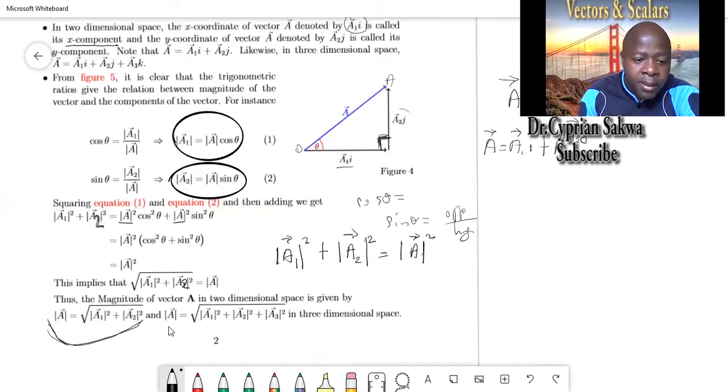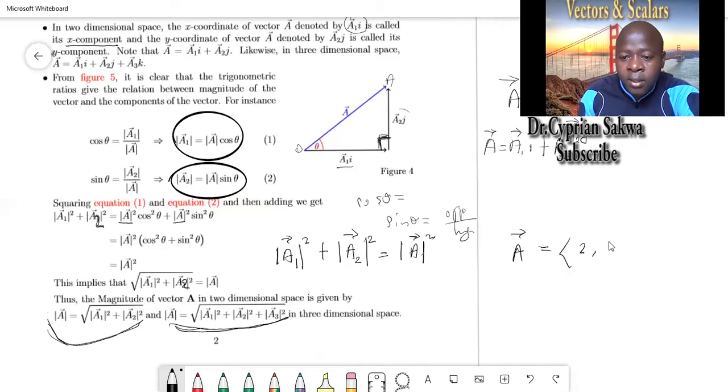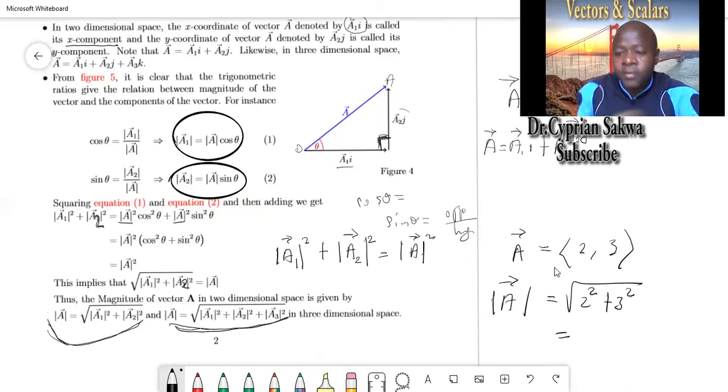And in three-dimensional space, we would have it this way. So if I'm given vector A as (2, 3), where this is the x component and this is the y component, it's easier for me to get the magnitude of this vector by just saying that it's the square root of the x component squared plus the y component squared. So it's very easy for us to get the magnitude of vectors.